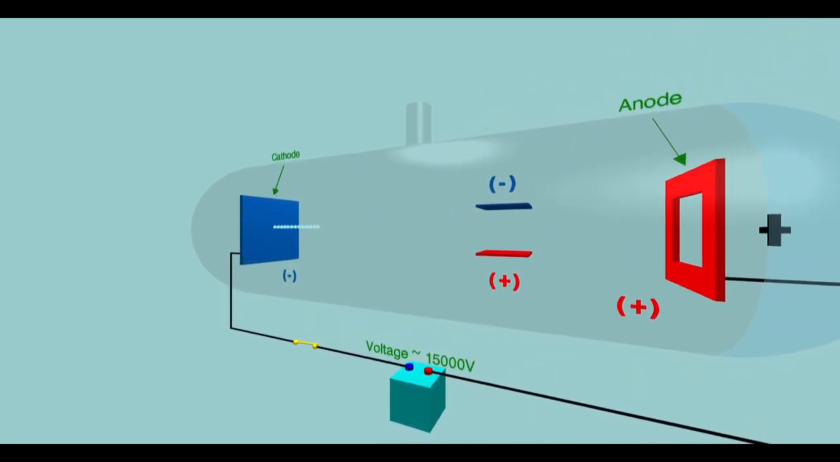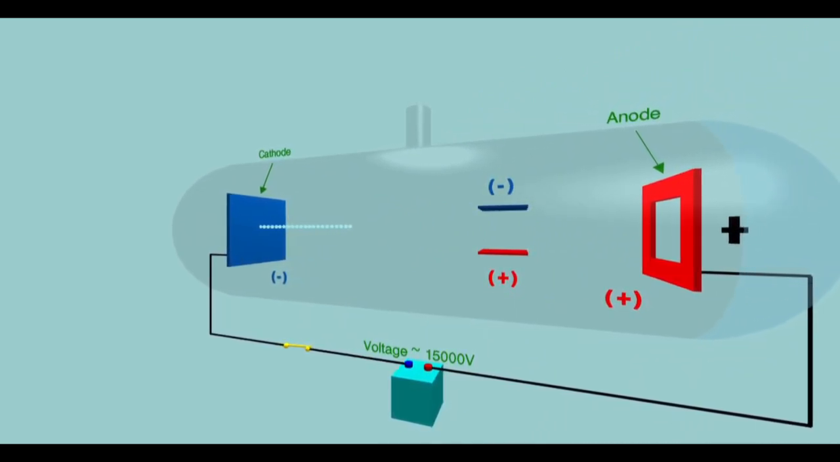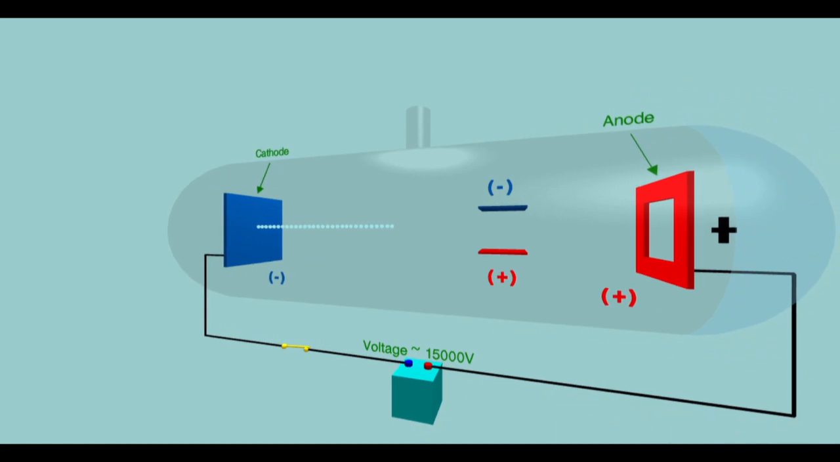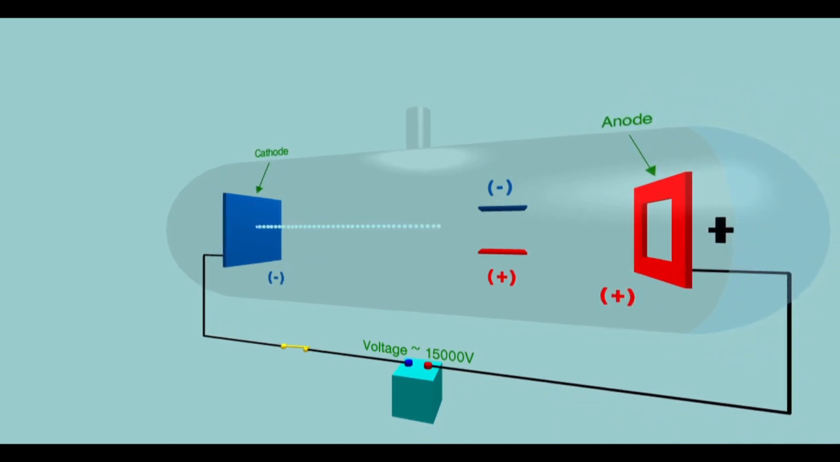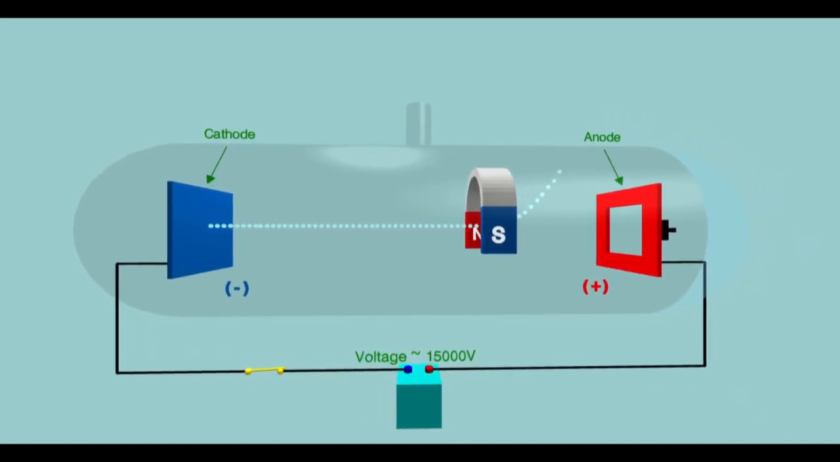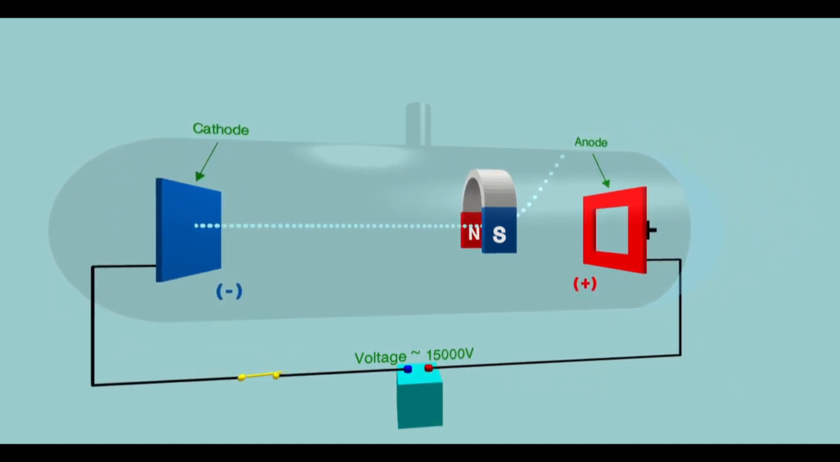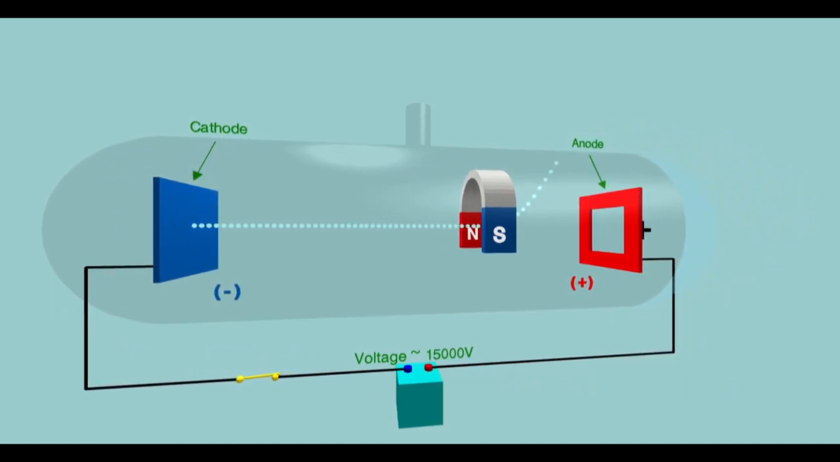But what happens if we apply an external electric field? So, as we see here, if an external electric field was applied, the rays got attracted towards the positive side. Similarly, in the presence of a magnetic field, the behavior of cathode rays was similar to that expected from negatively charged particles, suggesting that the rays themselves were negatively charged.